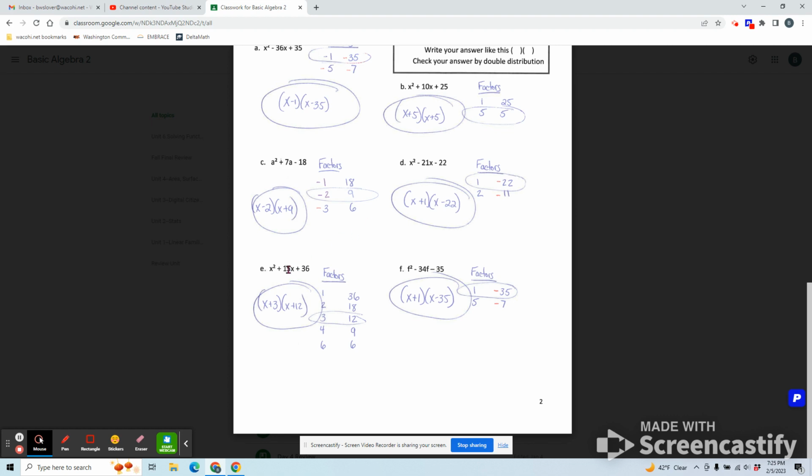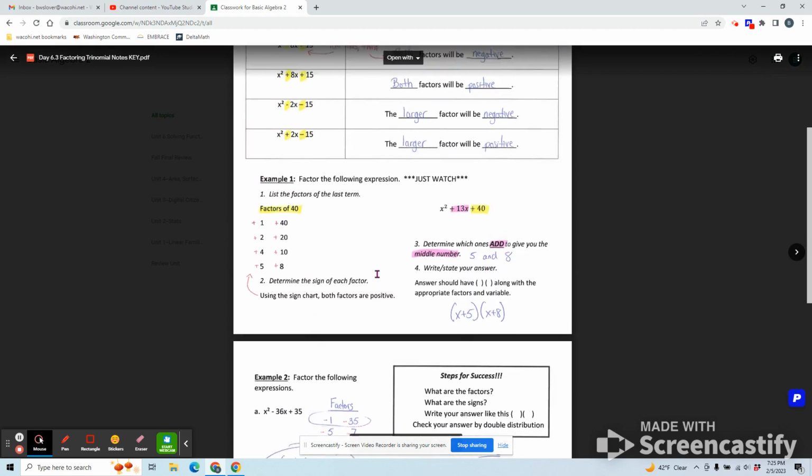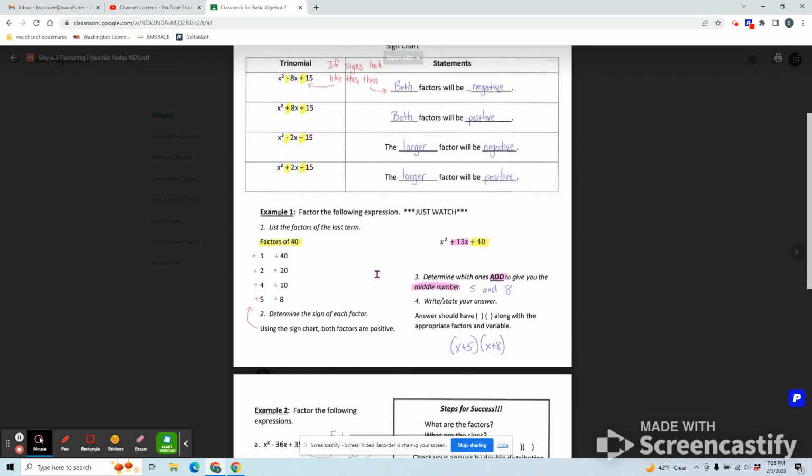Letters D, E, and F are all very similar. You list your factors of the last term, figure out what your signs are, figure out which ones add to give you the middle number, and then you write your factors. For all of these, I circled the factors that work, so whatever I circled ends up in my solution. So make sure that you are factoring correctly. List the factors of the last term. Figure out which ones add to give you the middle term. And then write your answer.